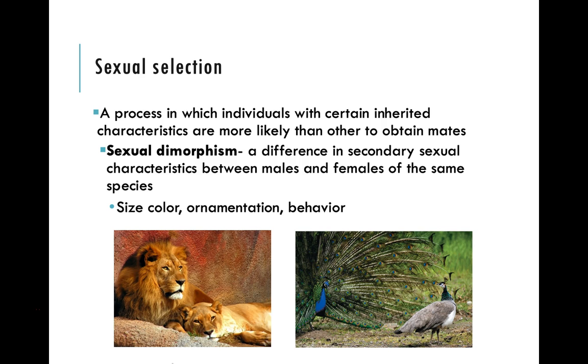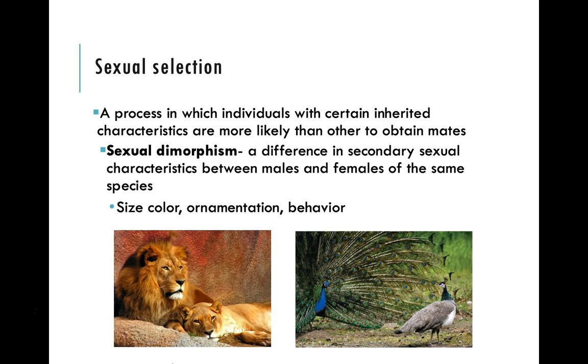Final type of selection is sexual selection. So this is probably the one that you guys are most common with. In sexual selection, individuals select their mate based on a particular trait. So an individual has an advantage, a mating advantage, an advantage in passing on their traits if they have a particular desirable characteristic.